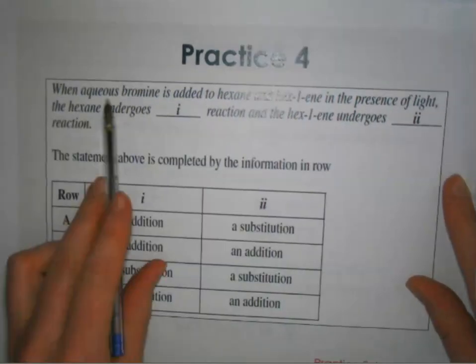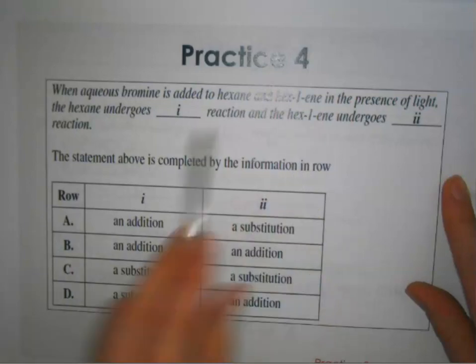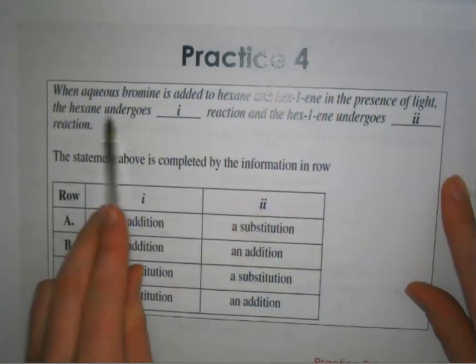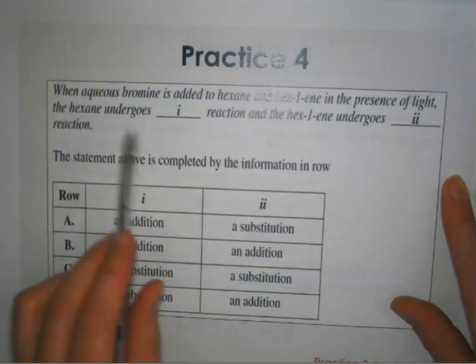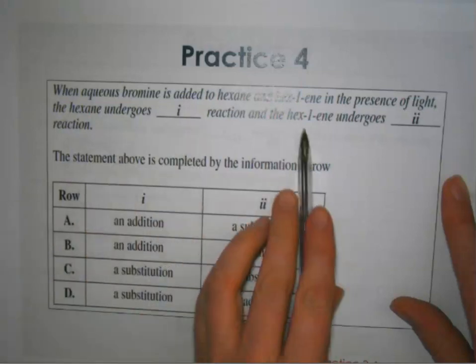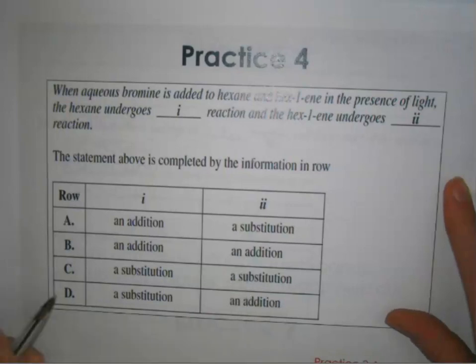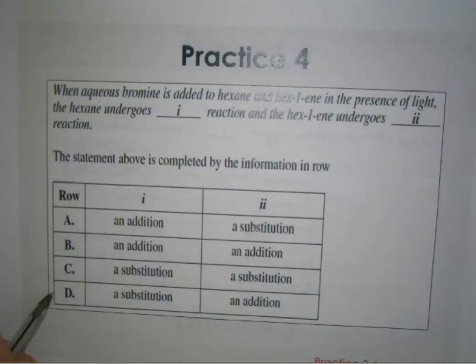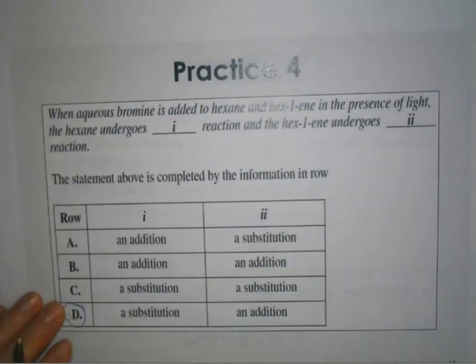For this one, aqueous bromine is added to hexane and hex-1-ene in the presence of light. What's going to happen to the hexane? Hexane is going to go substitution, right? So the bromine is going to substitute one of the hydrogens. Hex-1-ene is going to undergo an addition reaction, right? So the double bond is going to break and the bromine is going to get added into there. So we have substitution and addition. So D would be the correct answer there for number 4.